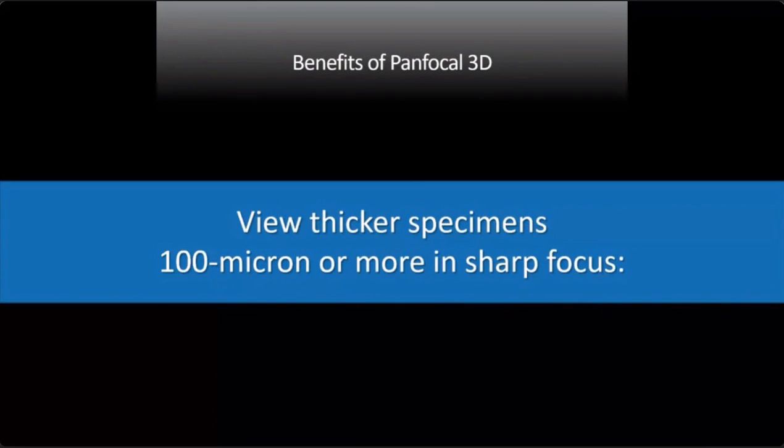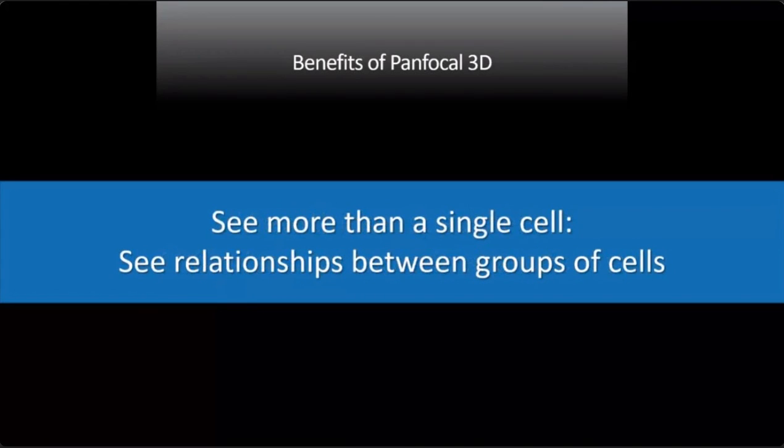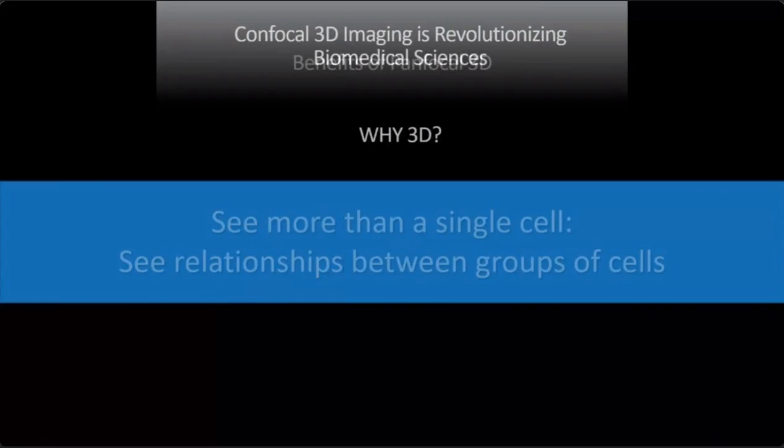So what we allow you to do is look at much thicker specimens, whole mounts, sections that are up to 100 microns or more, and you see it all in sharp focus. So it gets over the depth of field problem. So now you not only see a whole cell in its entirety, but you see the relationships between groups of cells. And this is extremely important in lots of different types of research.